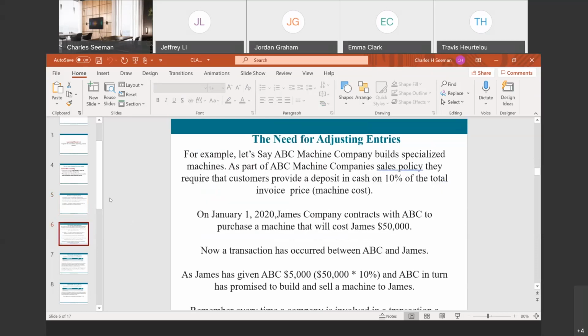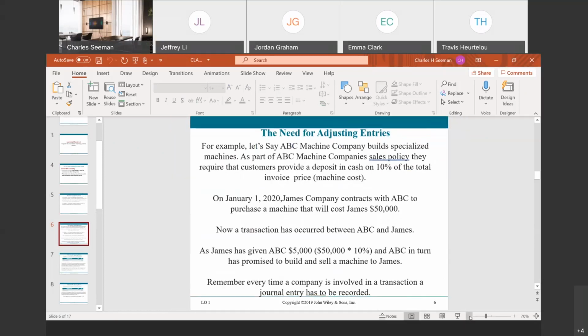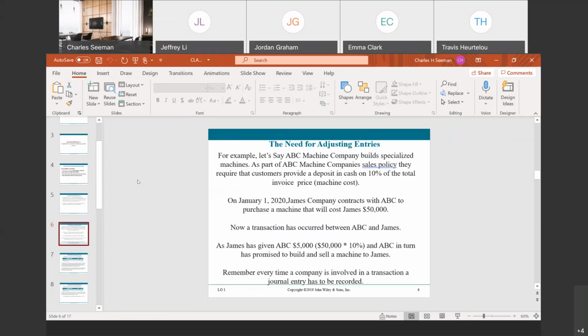So for example, let's say ABC builds specialized machines. As part of the machine sales policy, they require the customer to provide a deposit payment of 10%. On January 1st, 2020, the customer orders a machine and they send the money. Now a transaction has happened in January between ABC and James. James has given ABC $5,000, and ABC in turn has promised to build and sell a machine to James.